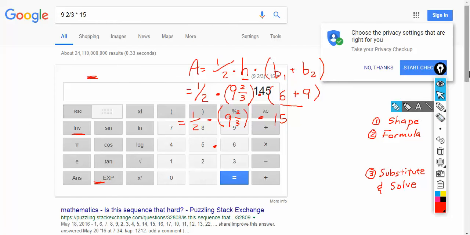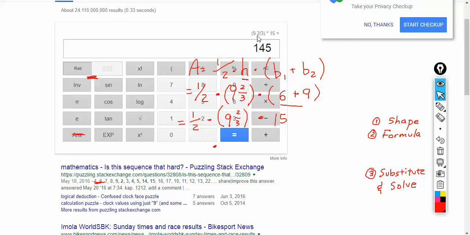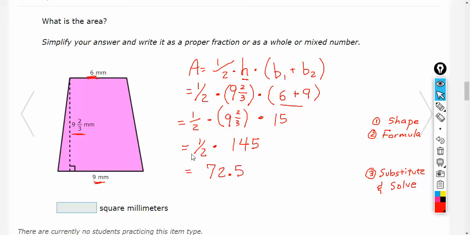Alright, so I found a shortcut. I basically put 9 space 2/3 times 15 into Google, and it came up with 145. Cool. I'll take that. So that equals 145 times half, which means I'm going to divide this by 2, and that equals 72.5. Okay, and that equals 72.5, which is this. Okay, so you can use Google.